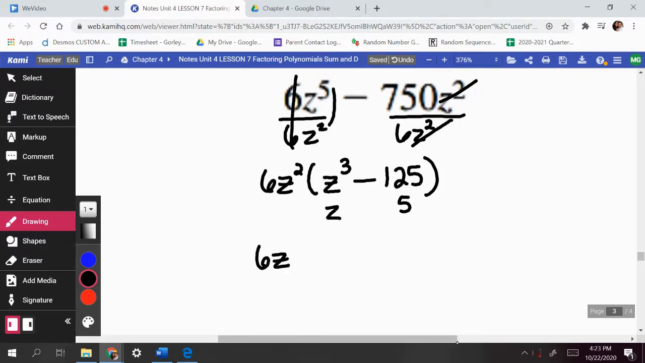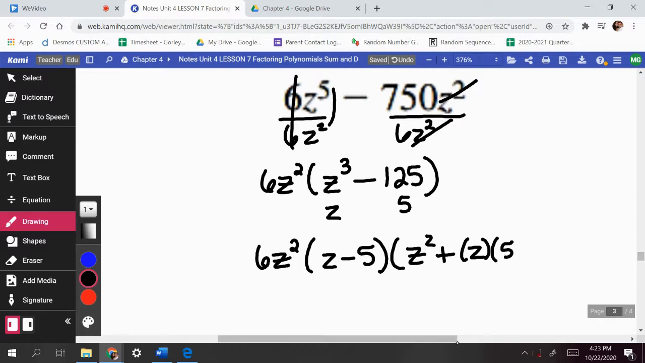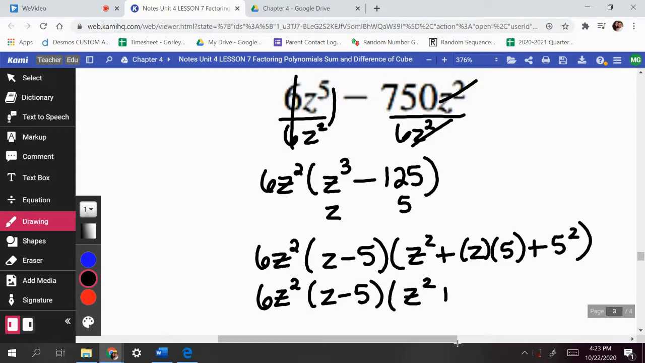So we'll get 6z squared. Remember, in the first parenthesis, we use the same sign. So I'll do a minus b, which is z minus 5. Then we have a squared, which is z squared. Opposite sign, so plus ab, or in this case, z times 5, plus b squared. So if I square 5, it would look like that. So we get 6z squared times z minus 5 times z squared plus 5z plus 25.